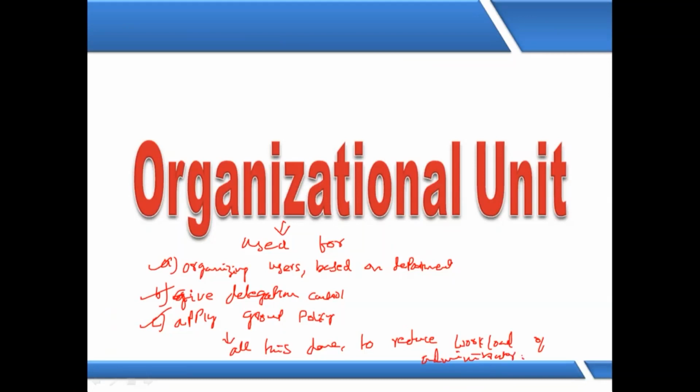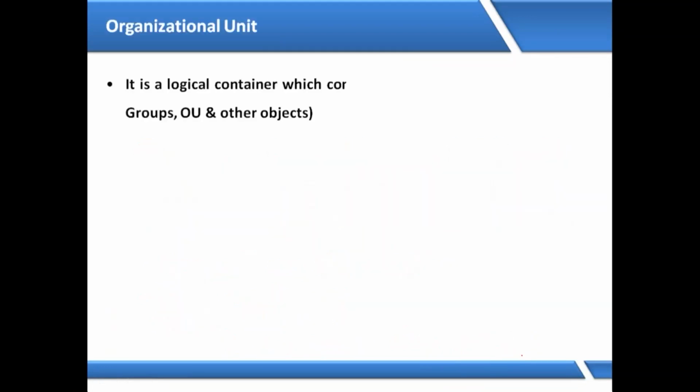Okay, we will see one by one, starting with the definition. OU is a logical container which can be used to organize the Active Directory objects. As the name indicates, OU is basically used to organize the Active Directory objects. What are the Active Directory objects? Like users and groups. Inside the OU, we can have a sub OU. These are called Active Directory objects.